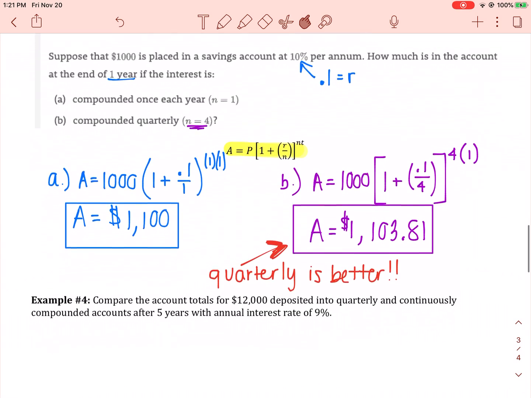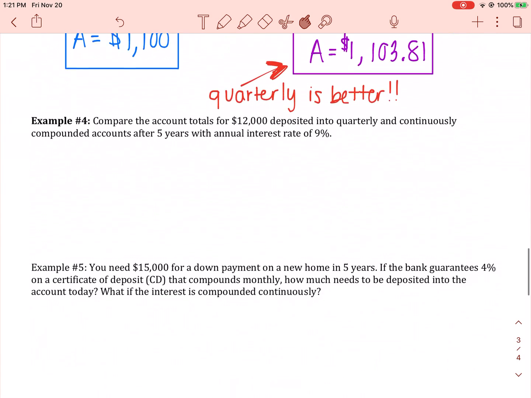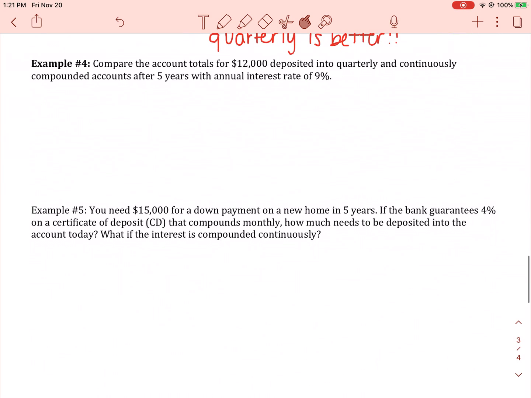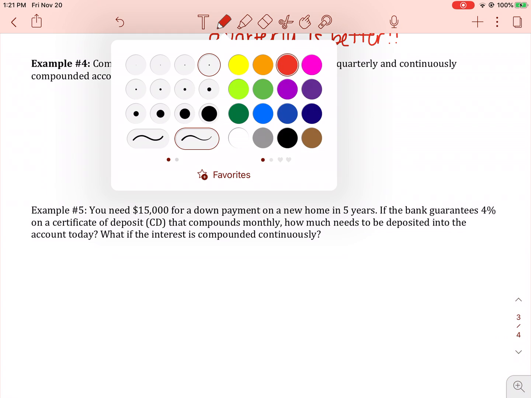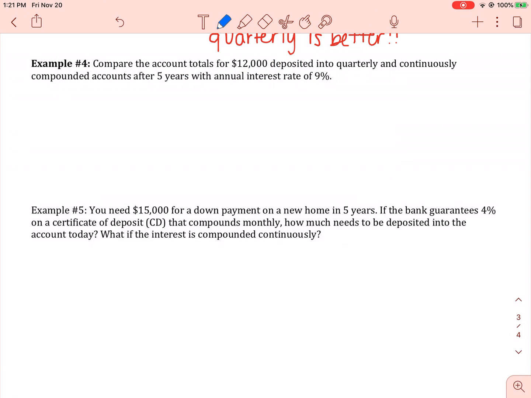We have example 4 and 5 left. I'm going to start 4 with you and then have you hopefully try number 5. So example 4, compare the account totals for $12,000 deposited into quarterly and continuously compounded accounts after 5 years with an annual interest rate of 9%. So again, we're going to compare. The first one's going to be quarterly. And then we're also going to compare it to continuously.